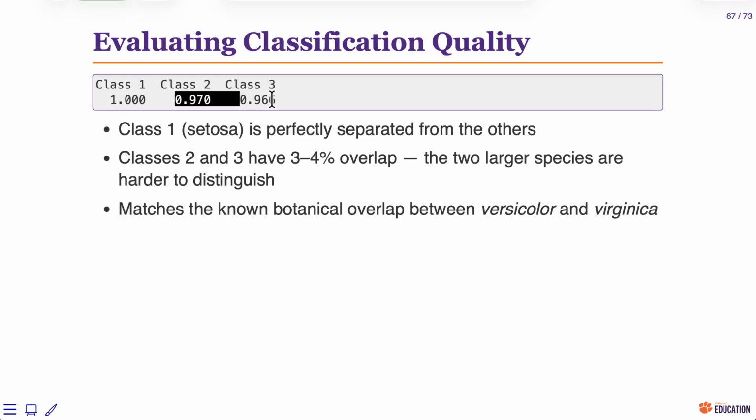Whereas for flowers in class 2 and flowers in class 3, there are a few flowers where we're not certain. They sort of land on the border between the two. And this makes it a little bit harder to distinguish. So about 3 to 4% of flowers overlap here. And this evidently matches the known botanical overlap between the versicolor and the virginica, although don't ask me the details on that.